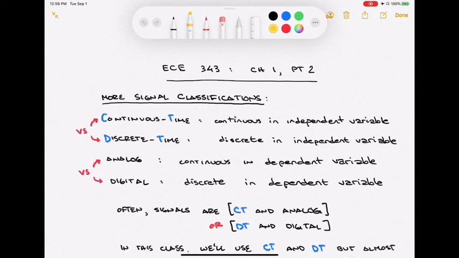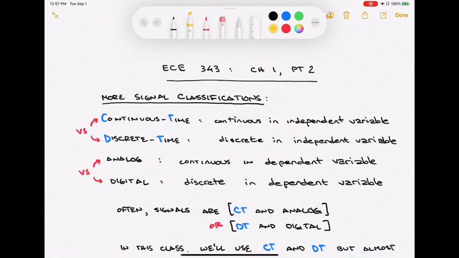We can also look at what happens with the amplitude or the dependent variable of a signal as well. That can be defined on a continuum of values or on a discrete set of points. And that's what brings us to this signal classification of analog versus digital. An analog signal has an amplitude that can come across a continuum of values. A digital signal can only occupy discrete levels of amplitude. It's a quantization process that would be typical of an A to D converter on a computer, for example.